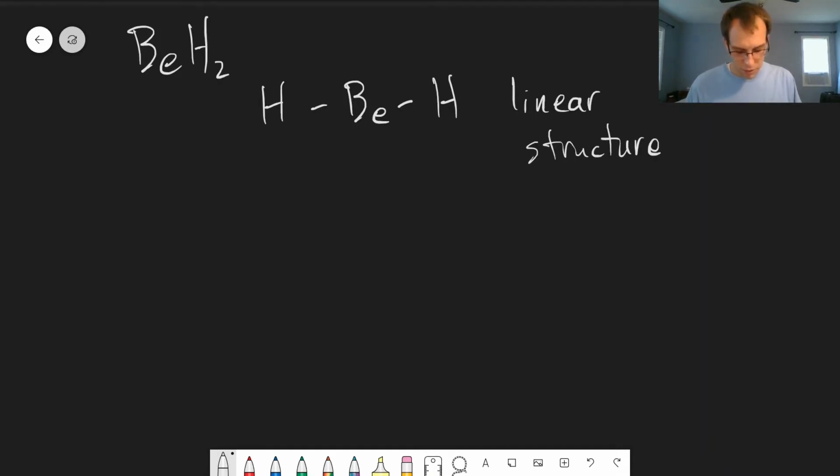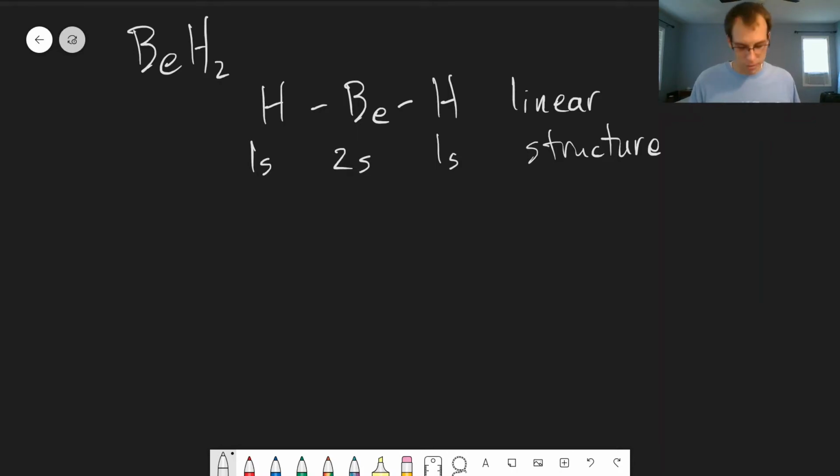Now, again, if we look at beryllium, we only have s orbitals. And for hydrogen, we only have s orbitals as well, right? So hydrogen has 1s orbitals that are occupied. Beryllium has a 2s orbital that's occupied. How can we create a linear structure with just these orbitals? Because s orbitals are spherically symmetric, we won't get something that points along the line. The answer is we don't.